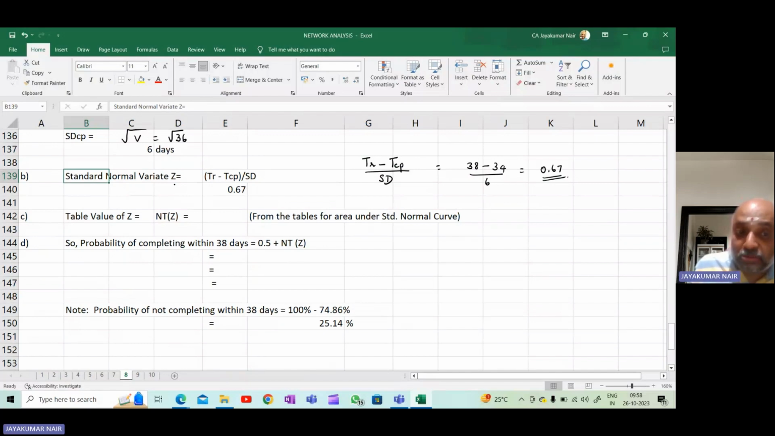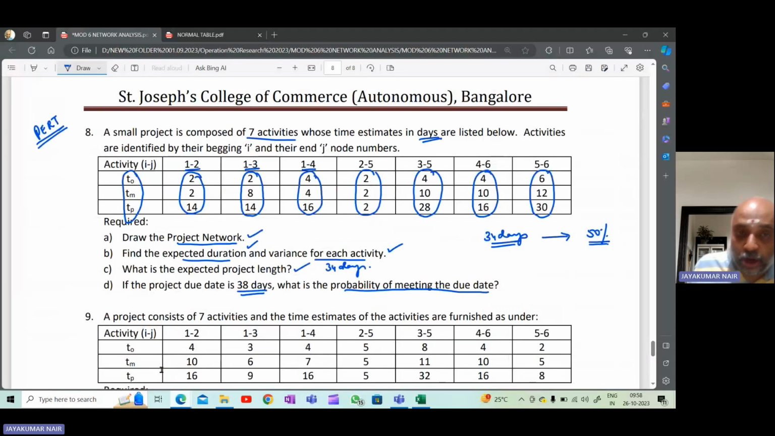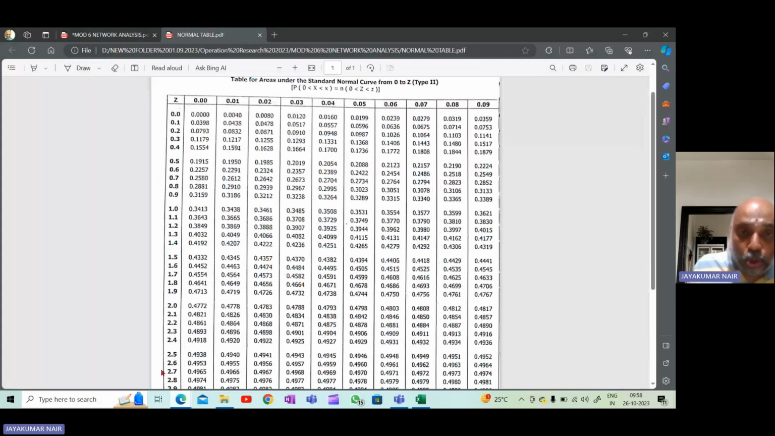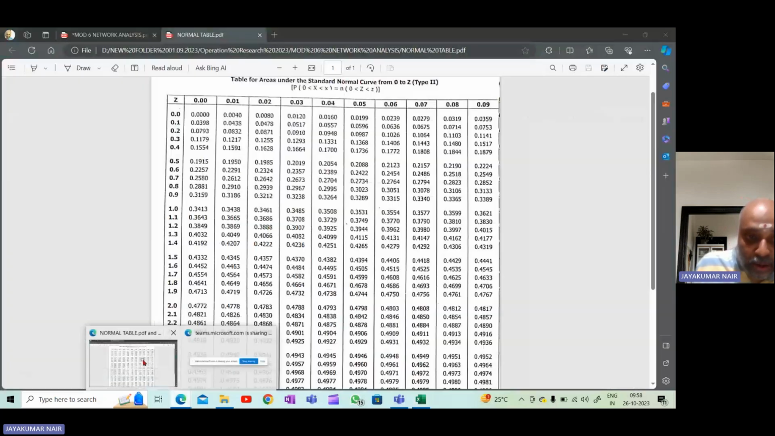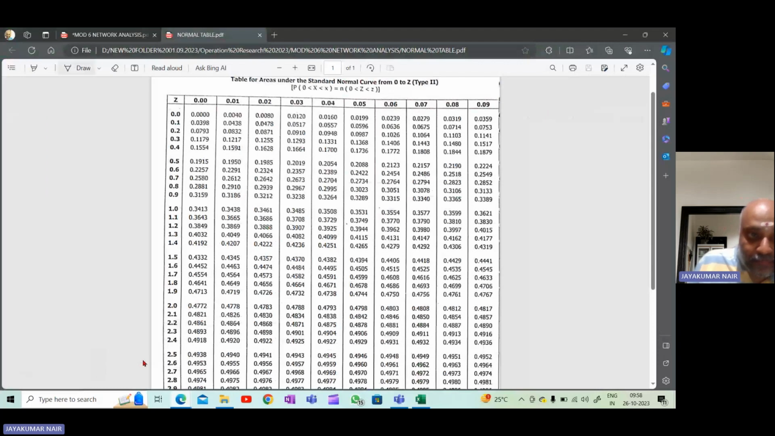Okay, so you have to look up the normal table for 0.67, because that is the value we got. How do you look it up? 0.6 is here, and 0.6 plus 0.07 gives you 0.67. Therefore you have to look in the 0.07 column against this row.